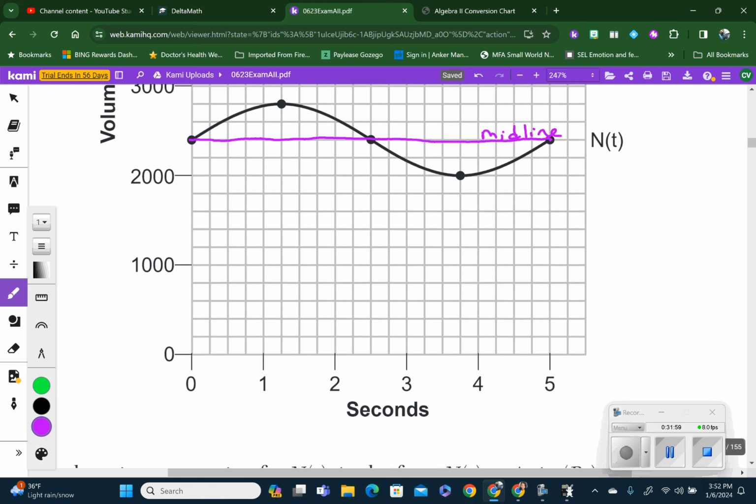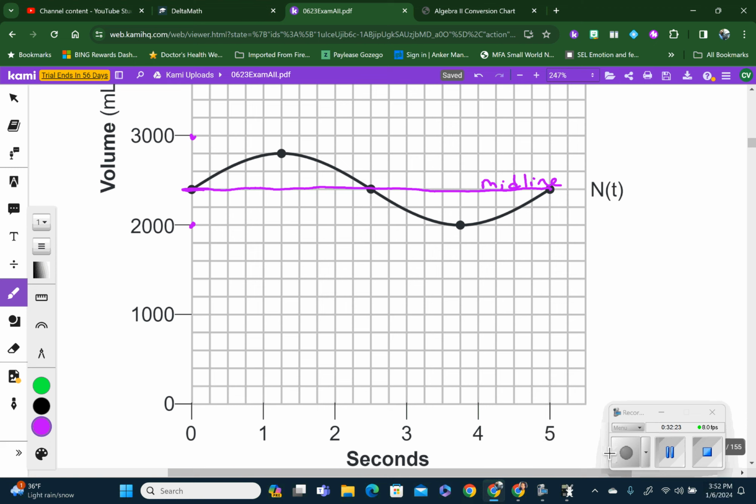So this is 2000, this is 3000. Let's see what it is going up by. That's not going up by 1. That looks like it's going up maybe by 200, then 400, then 600, then 800, and then 1000. Okay, so I figured out what it's going up by. All of that to say, the midline is going to be at 2400.